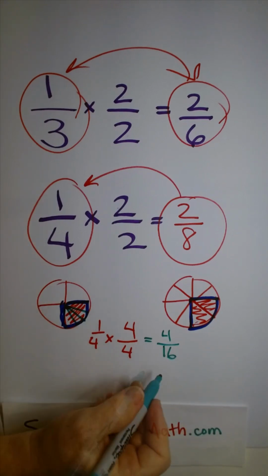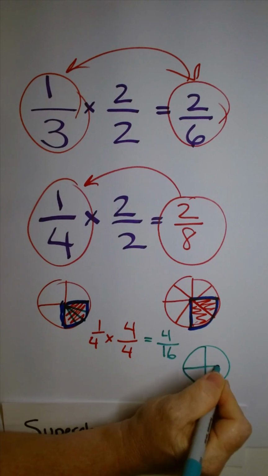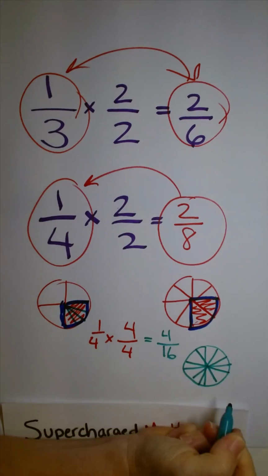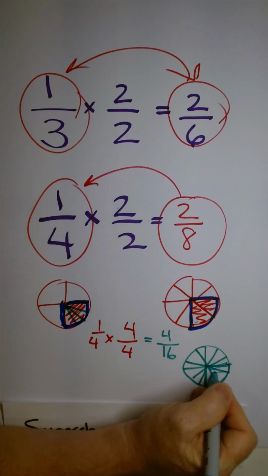So the pie that we're talking about here has 16 pieces, just like that, but I'm still talking about the same shape. It just happens to have 4 divisions now instead of just 4.